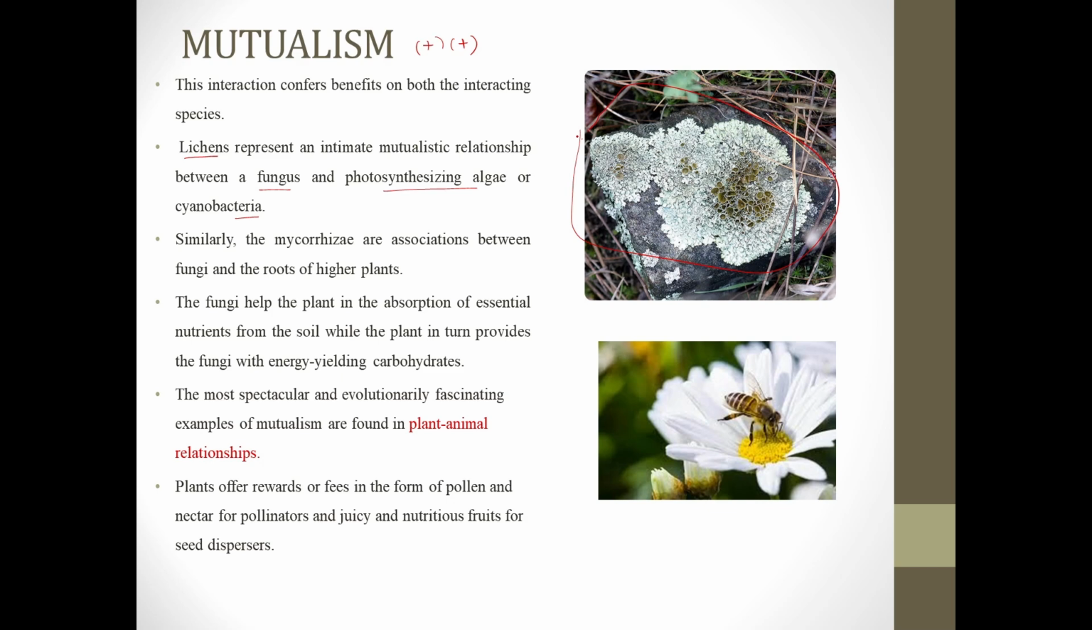Similarly, mycorrhizae are associations between fungi and the roots of higher plants. In this association, the fungus helps the plant absorb nutrients from deep in the soil, whereas the plant provides energy-yielding carbohydrates to the fungus. The most spectacular and evolutionarily fascinating example of mutualism, we can say, is the plant-animal relationship. Plants offer rewards or fees in the form of pollen and nectar for pollinators and juicy, nutritious fruits for the seed dispersers.